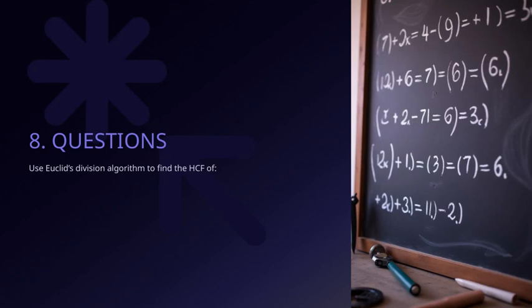Now, let's move on to the final slide, which is about questions. If you have any doubts or need further clarification on using Euclid's division algorithm to find the HCF, this is the perfect time to ask. Remember, understanding the process thoroughly is key, so don't hesitate to bring up anything that's unclear. This slide serves as an open invitation for discussion, ensuring that everyone leaves with a solid grasp of the concept. Feel free to share your questions or insights now.